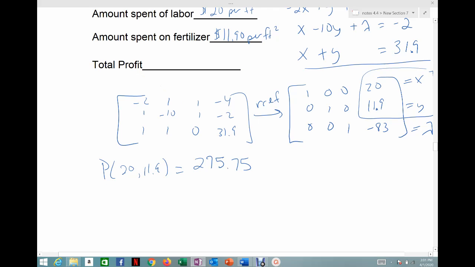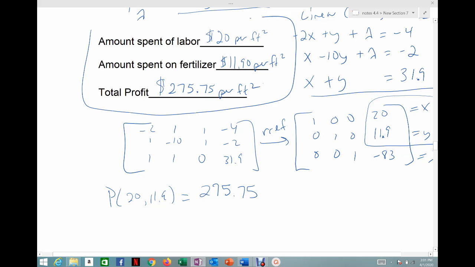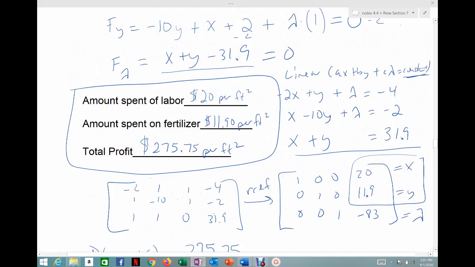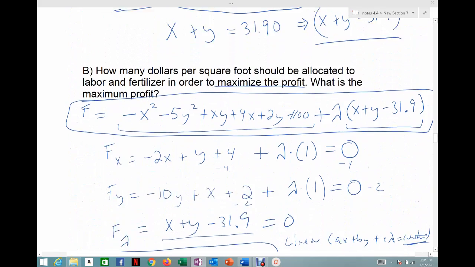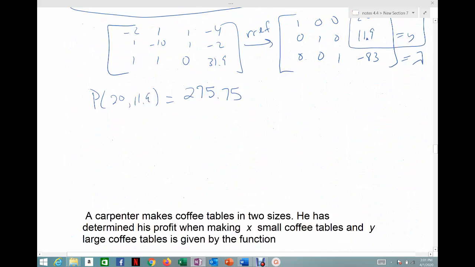$275.75, which again, make sure you give the unit, so the amount of profit is not just $275.75. That's how much it is per square foot of cropland. Alright, and there is my solution. Alright, so like I said, these problems really aren't horrible if you have the method down, right? Because the algebra is all done on the calculator.